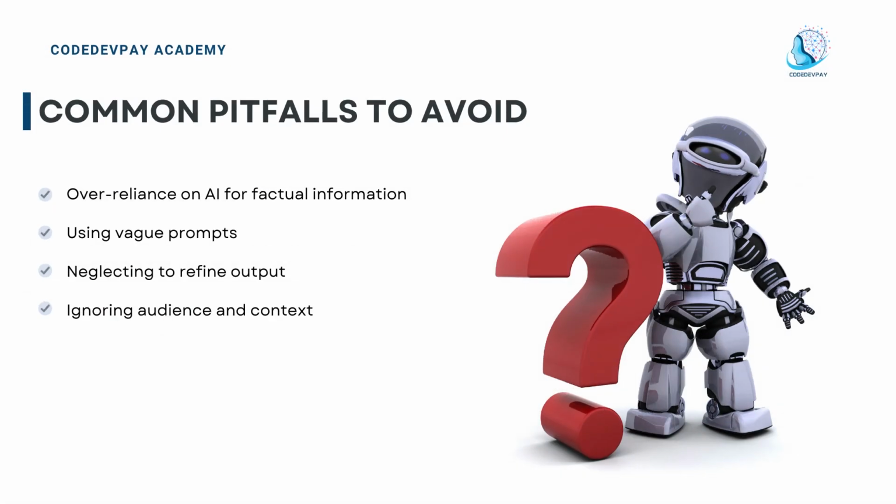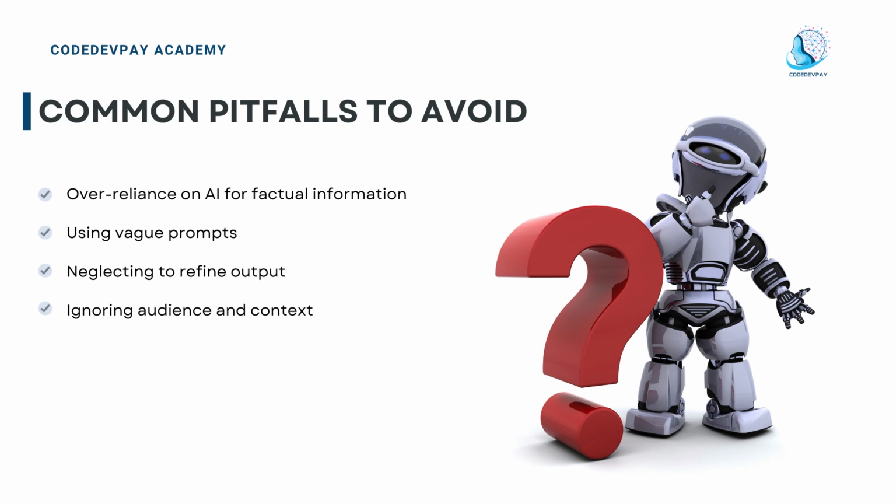So here are some pitfalls that you should avoid. The first one is over reliance on AI for factual information. Throughout this course, we've talked about how AI hallucinates, that is, taking something false as a truth statement, then boldly giving you that output as being true. So you just check your factual information first before you put your content out there. And using vague prompts. We've learned how to refine our prompts in the previous lesson. Neglecting to refine outputs and ignoring audience and context.